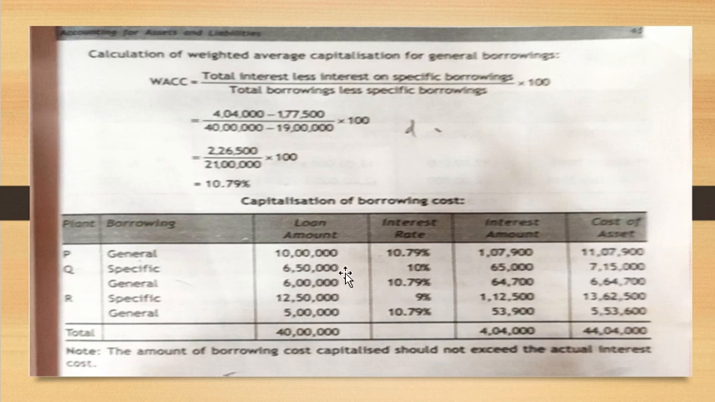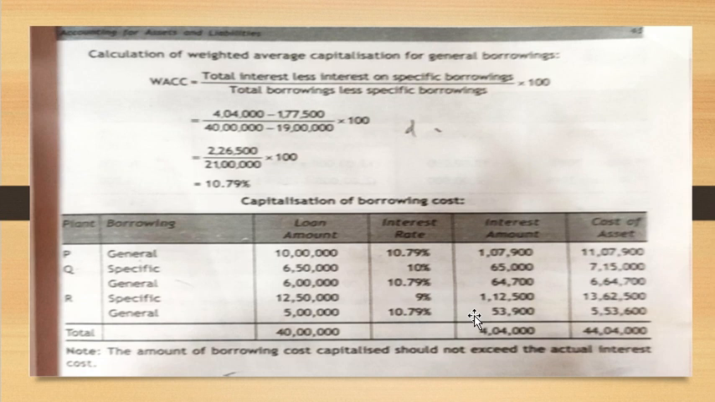Next is your general borrowings. Out of your 11 lakh, 6 lakh is used here. So the remaining, 5 lakh, is general borrowings. For general borrowings, what is the interest rate? What is the interest method you are using? Weighted average capitalization rate, which is 10.79 percent. So 5 lakh into 10.79 percent will give you 53,900. So 5 lakh plus 53,900 will give you 5,53,900.